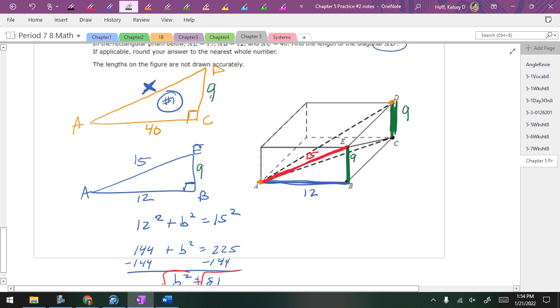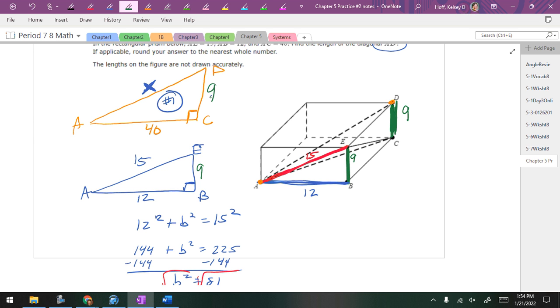Now, could you figure out that X? Okay, we're not going to. We don't have to go that far. But the whole thing about today is you're going to have multiple Pythagorean theorems to do in each problem. Not every single one, but at times you're going to.